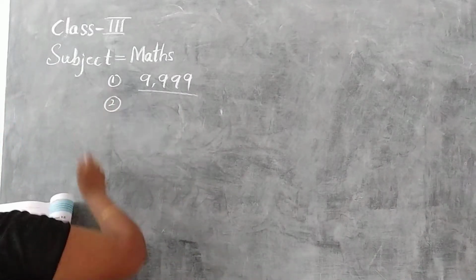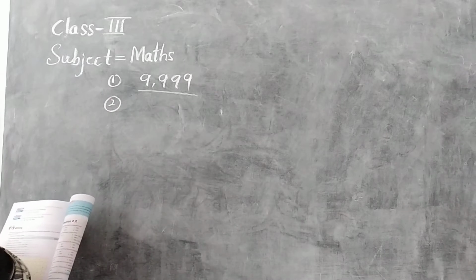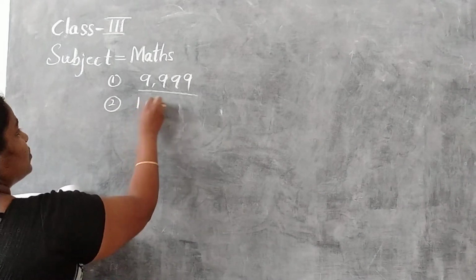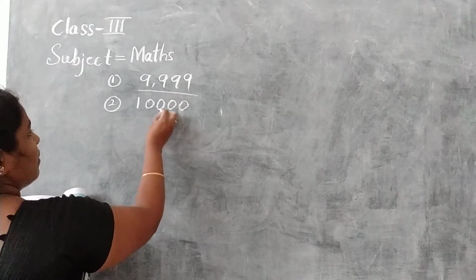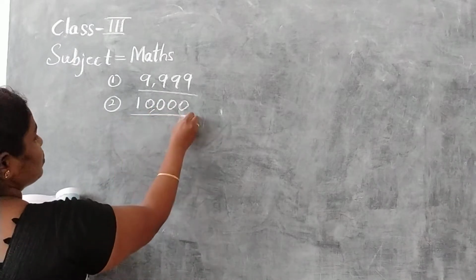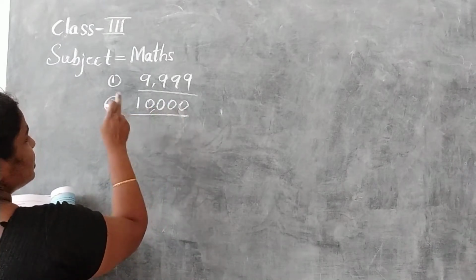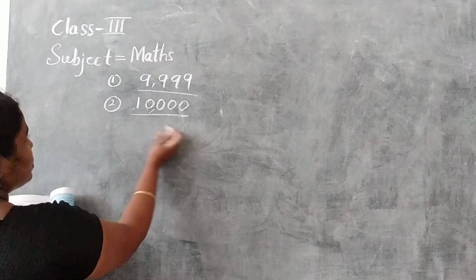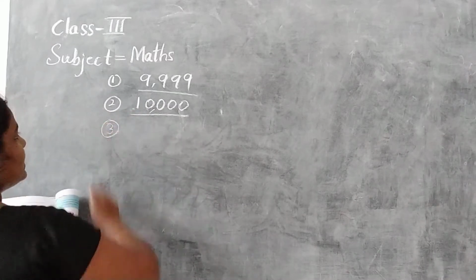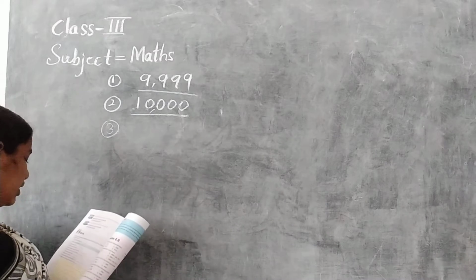Then second one, the smallest 5-digit number. The smallest 5-digit number is 10,000. Ones, tens, 100, 1000, 10,000. So this 10,000 is the smallest 5-digit number.